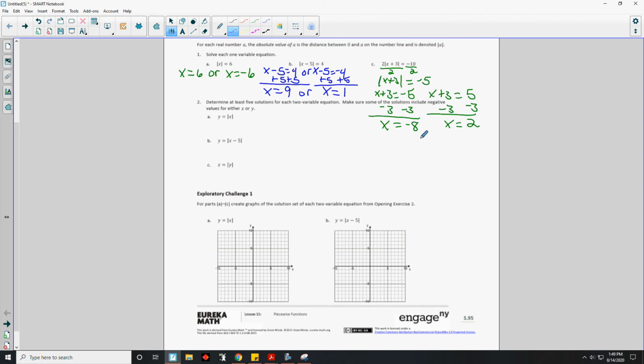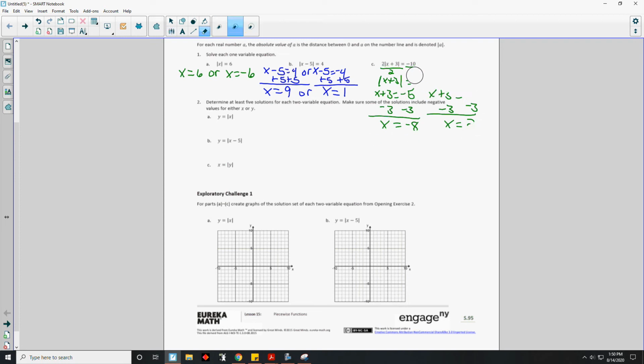Well, let me check the other number. So I take negative 8 and I plug it in. Negative 8 plus 3 is negative 5. The absolute value of negative 5 is 5. 5 times 2 is 10. 10 does not equal negative 10. And then we're like, okay, I made a mistake here.